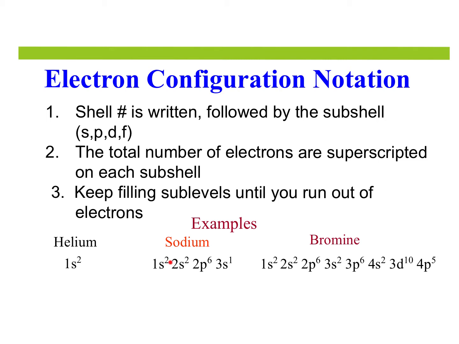Add up the superscripts. What number do all of the superscripts add up to? 11. And how many electrons does sodium have? 11. So this is showing you where all 11 electrons are. In a little bit, I'm going to show you a video, and I'll show you what this looks like.